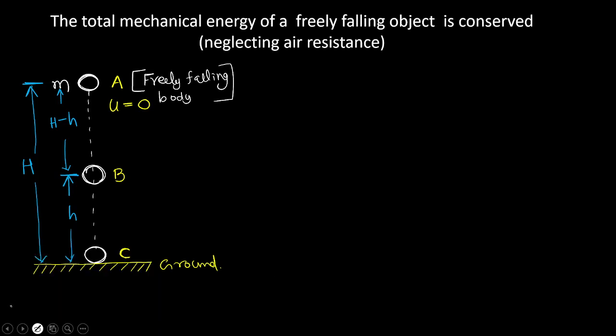So at C, all of you please listen. At C, the body is on the ground. If the body is on the ground, potential energy is 0. You agree with me? At C, the potential energy is 0. Please respond. Yes, sir. At C, the potential energy will be 0, ground.